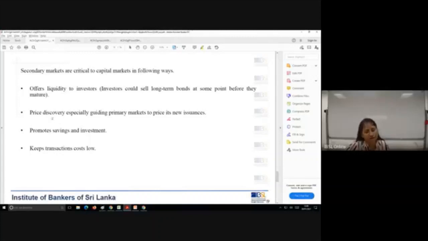Secondary markets are critical to capital markets in the following ways, or specifically you can say what is the role secondary market plays in supporting the primary market. Secondary market is going to offer liquidity to the investors. They don't have to hold until maturity. They are able to sell in the market immediately. Again, secondary markets allow you to discover the price, especially guiding the primary market to price its new shares. Now, for an entity to price that share, they must have done several calculations based on the future cash flows and come at the price.